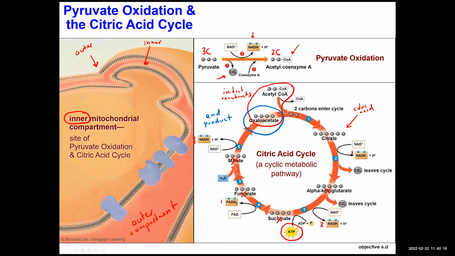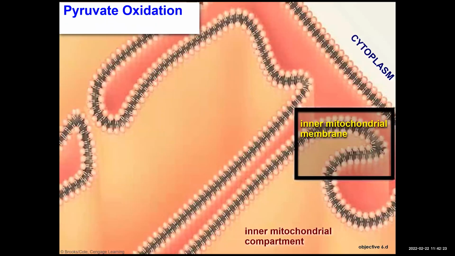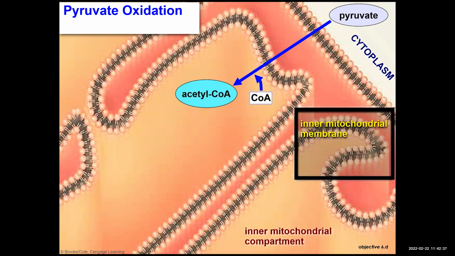All right, so we're going to review that one more time, and then we're going to put it on our chart. We're going to take our pyruvate and move it into the inner mitochondrial compartment. Coenzyme A is going to come in. We'll make acetyl coenzyme A. That's pyruvate oxidation. And we're going to get out some NADH and some carbon dioxide.